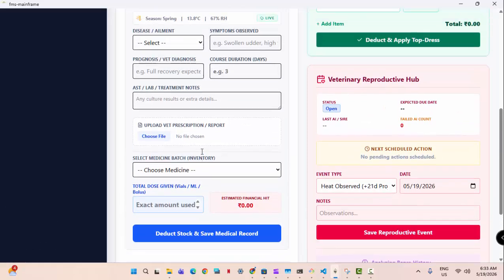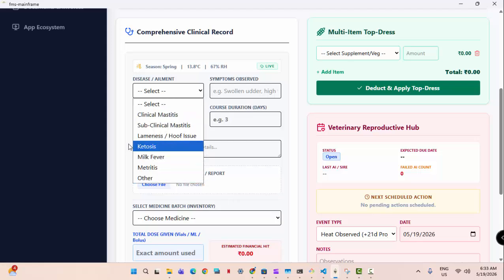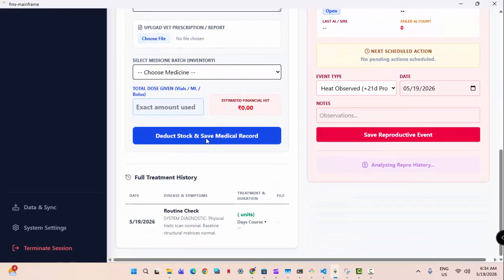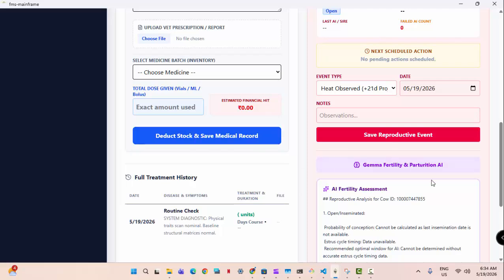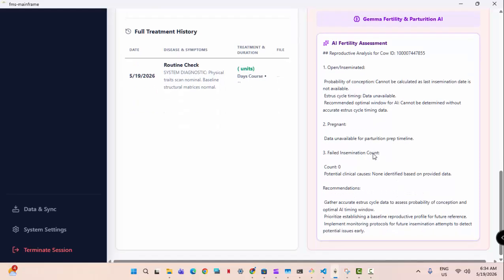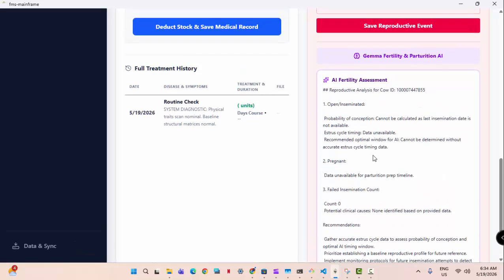Further, we have our medical module, which again is directly connected to our stock, and the history records of the cows are saved. Then we have fertility assessment from our AI assistant, giving us the detail of how we should proceed.